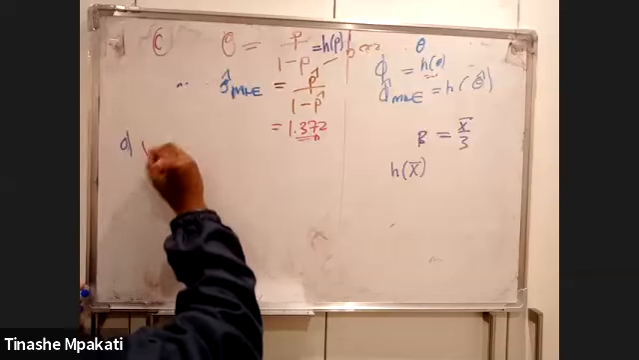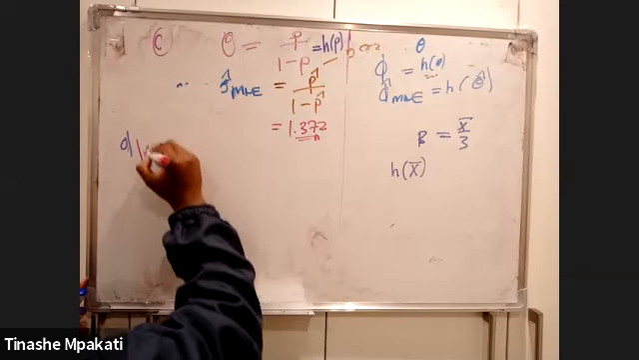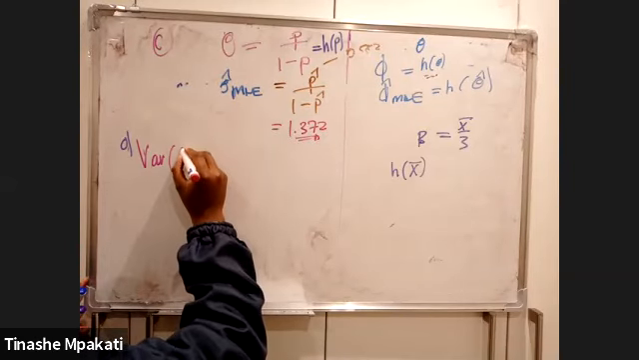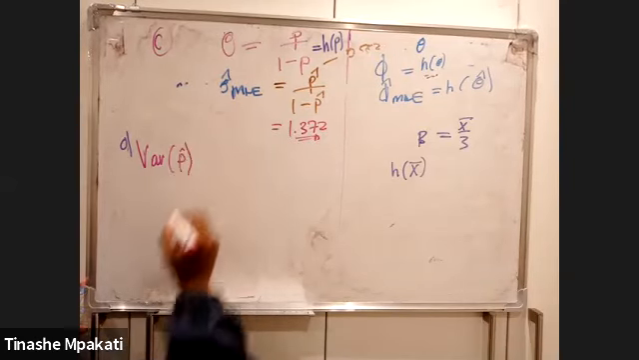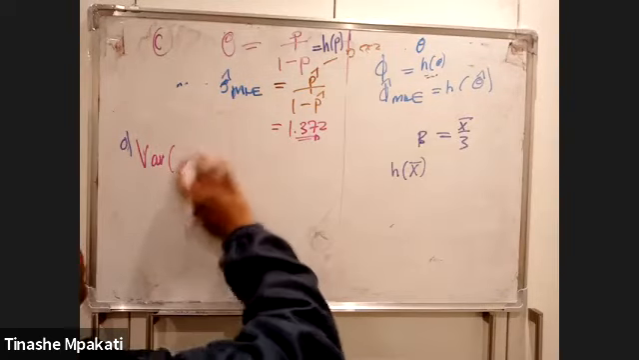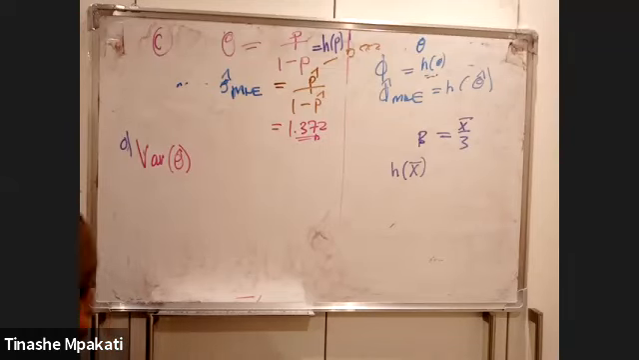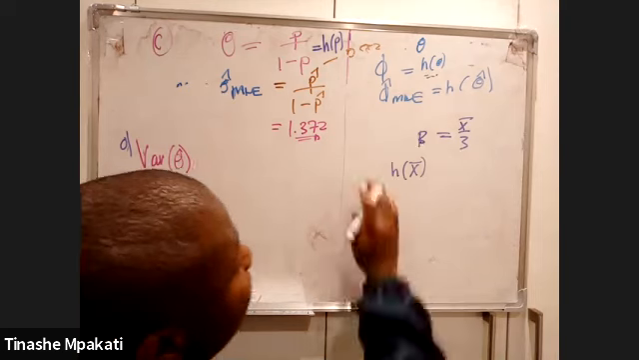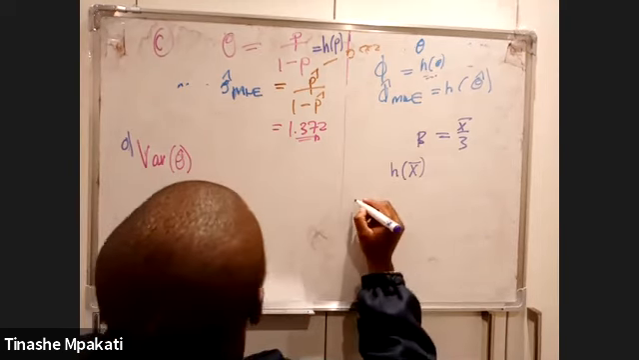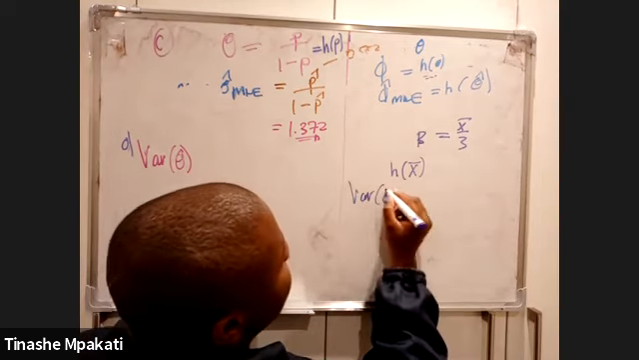Part B will be asking for the variance of this parameter of interest, like that. Okay? The parameter, the variance of this theta that we have. So we want the variance, and by the delta method, this variance will simply be the variance of our theta in this case here, right?